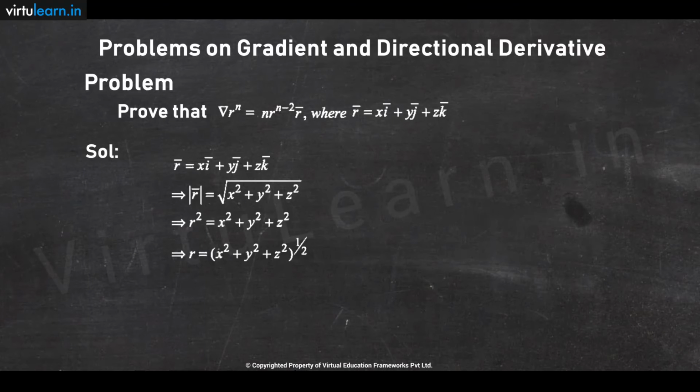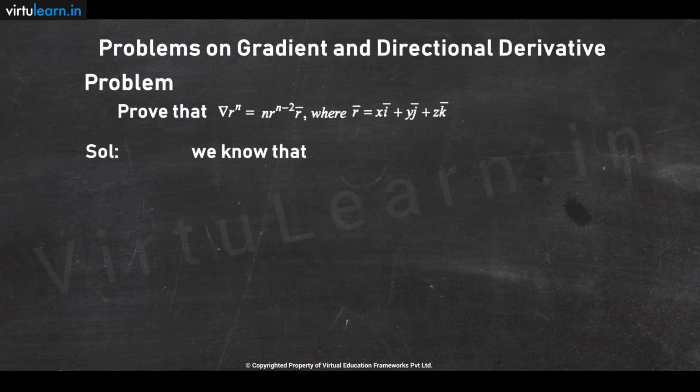What is the gradient of r to the power of n? It is in fact n r to the power of n minus 2 into r bar. How are you going to arrive at this? We know that the gradient of a function is i bar dou by dou x of the function plus j bar dou by dou y of the function plus k bar dou by dou z of the function.